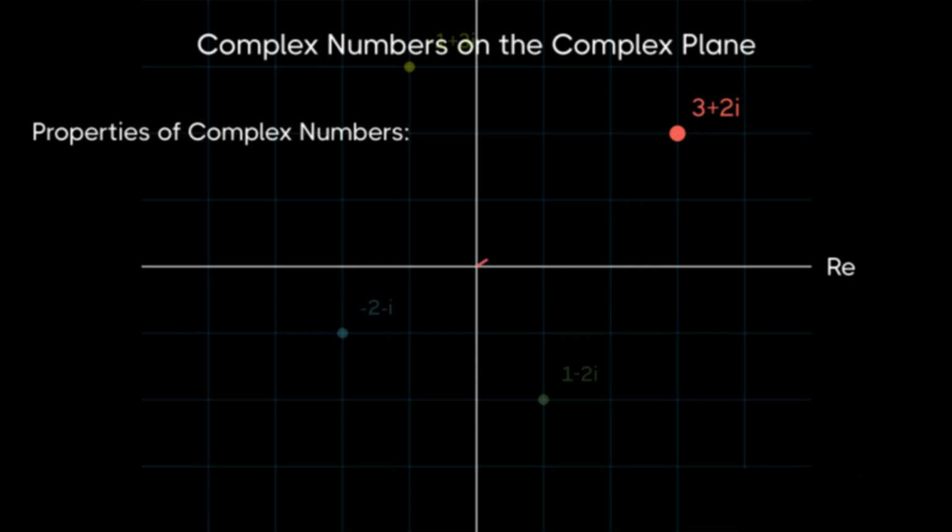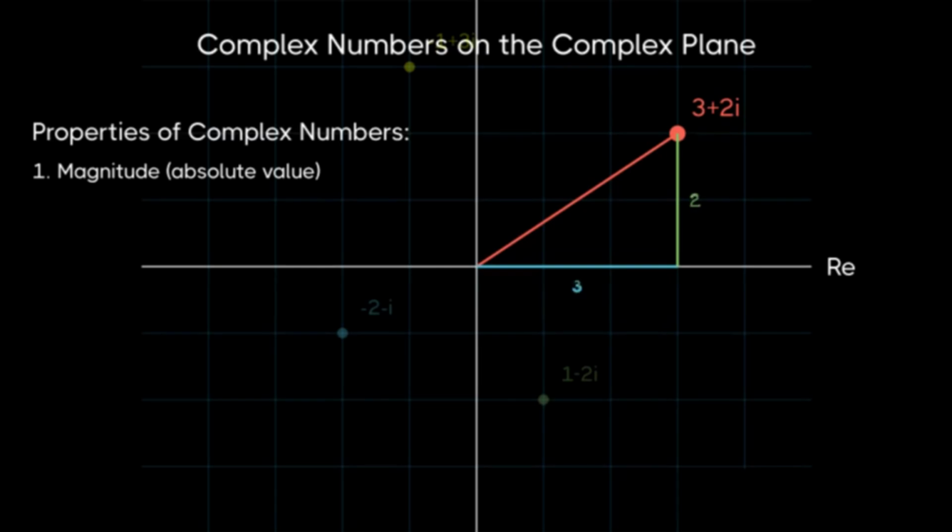The magnitude, also called the absolute value or modulus, represents the distance from the origin to the complex number's position on the plane. It tells us the size of the complex number, analogous to how we think about the absolute value of real numbers. For our complex number 3 plus 2i, we can calculate the magnitude by applying the Pythagorean theorem, since the real and imaginary components form the legs of a right triangle.